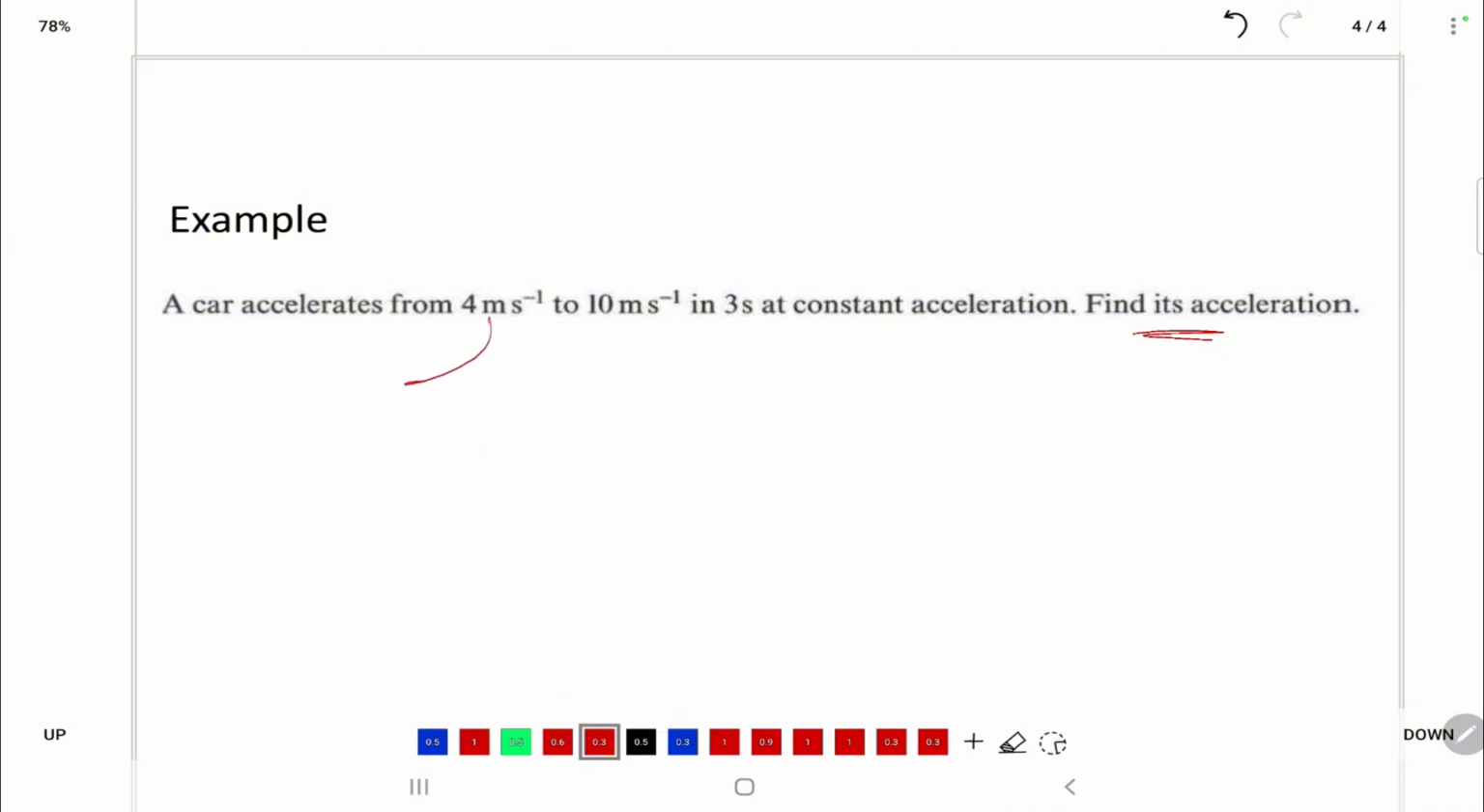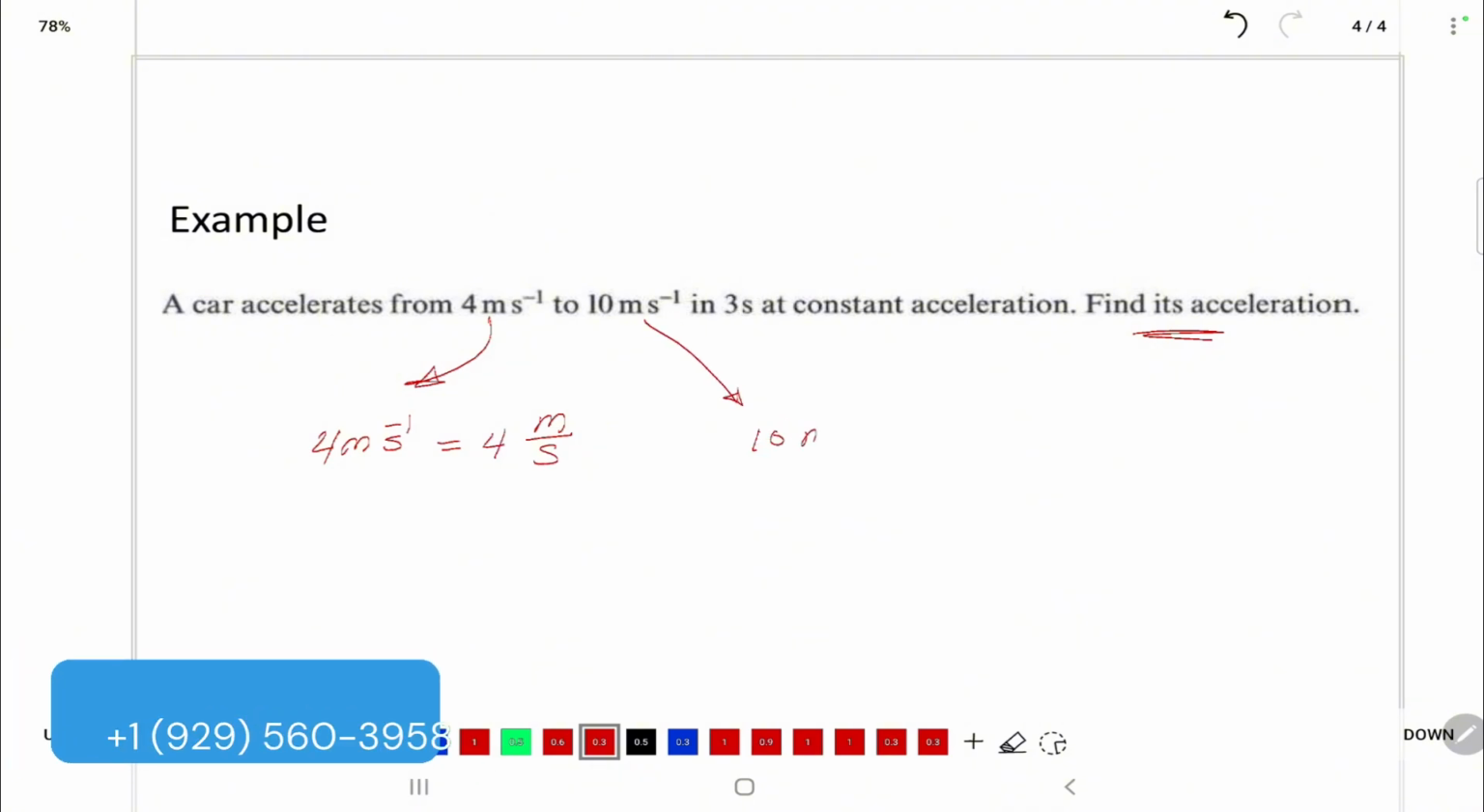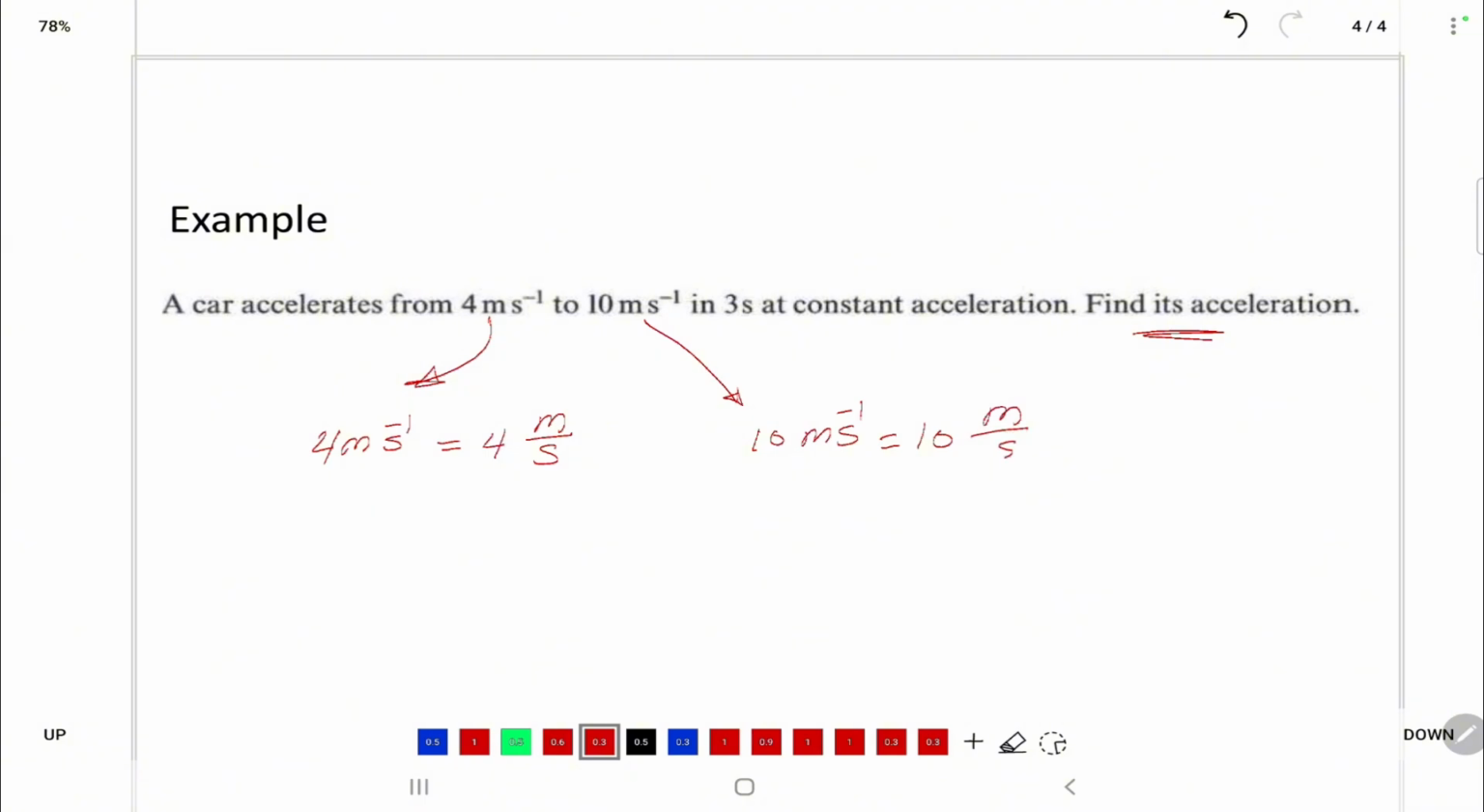Before we start to solve, 4 meters second to the minus 1 means 4 meters per second. And the same for this one, 10 meters per second. Sometimes it is written like this. So these are velocities. This is the initial velocity, and this is the final velocity.